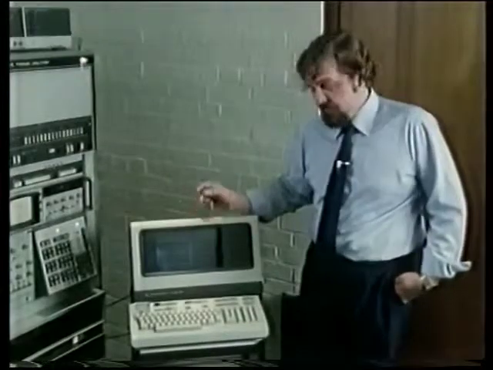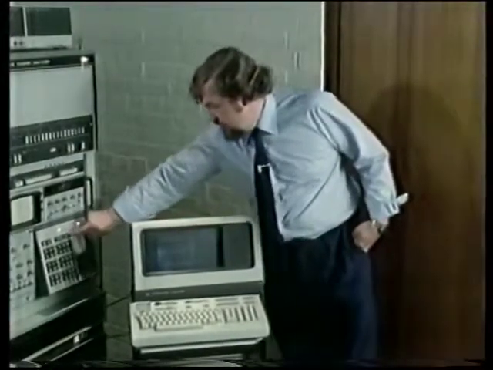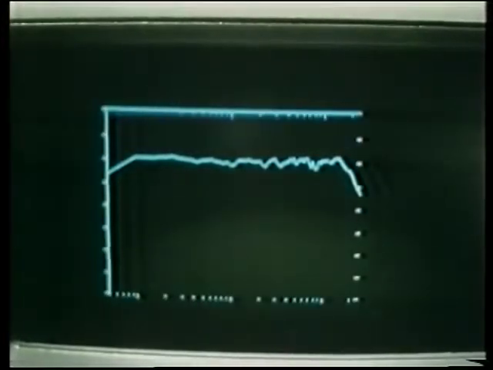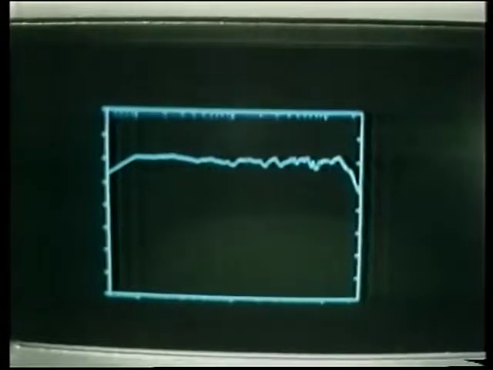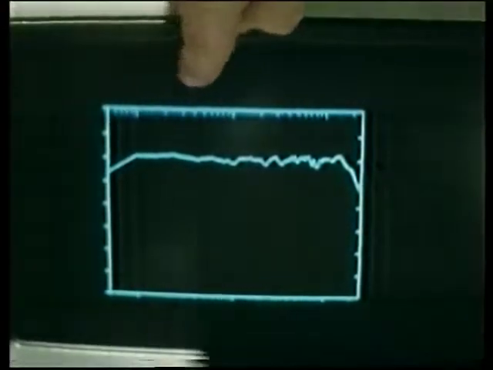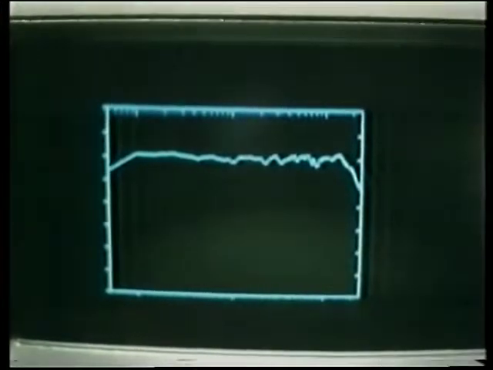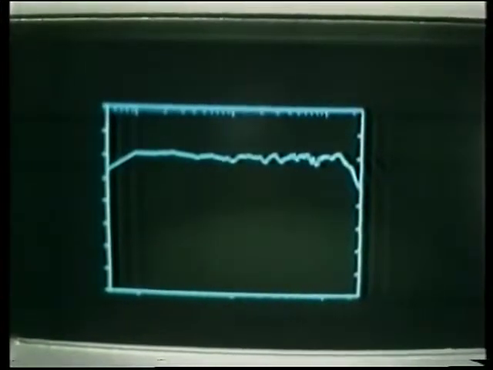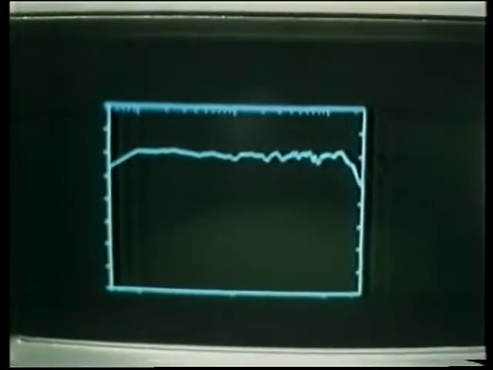We can use the computer to convert this display to one of frequency response. Let me do that. Again, it takes a bit of time. In this case, we've got dB plotted against log frequency. And you can see that over the major portion of the frequency spectrum, the response is fairly flat. So that's the impulse test. Let's go back to Mr. Cook.